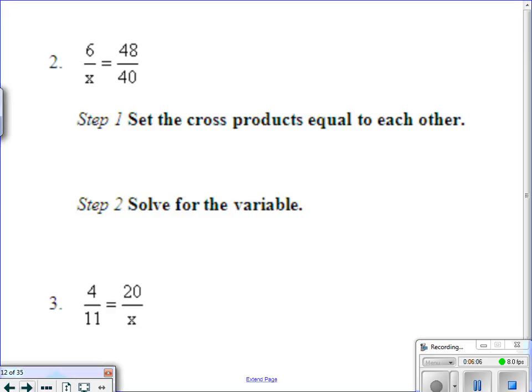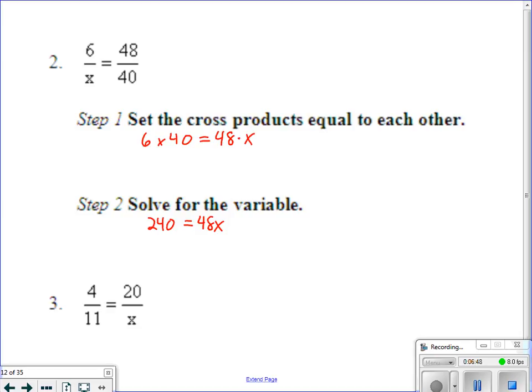Okay, looking at the next one here, we've got 6 to x equals 48 to 40. So we need to set these equal to one another. So we've got 6 times 40 is one cross product. So we'll write that down. And we know that's got to equal the other cross product, which is 48 times x. Okay? So we can calculate 6 times 40, that's going to be 240. 48 times x is just 48x.